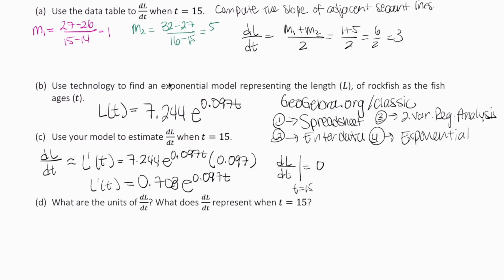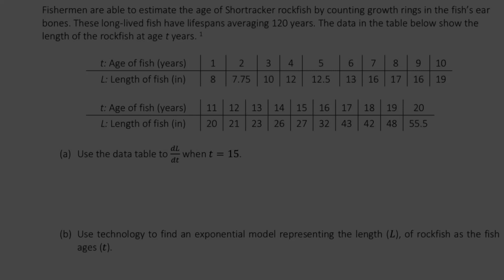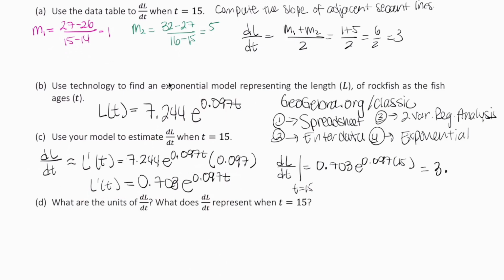So that's L prime of 15, which is 0.703 e. I'm just using the same model, the derivative of the model we came up with, and then I'm replacing that t with a 15, so 0.097 times 15. And on my calculator, that works out to be, please pause the video and get your own calculator out as well and try this. And it works out to be about 3.012, which is really close to what we got from our table. If we round to the nearest whole number, even to a decimal place, we're going to get 3 either way.